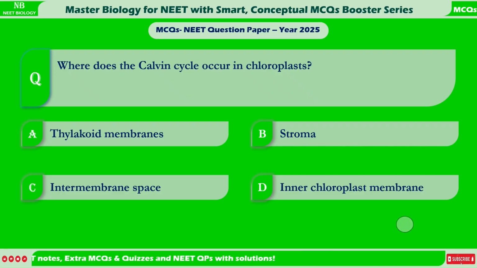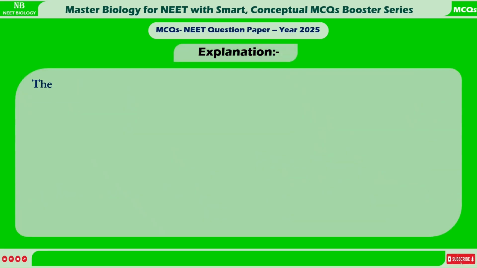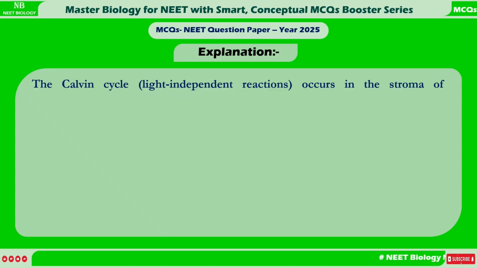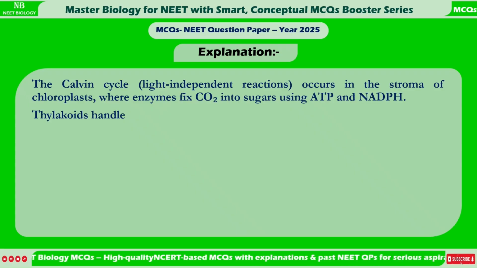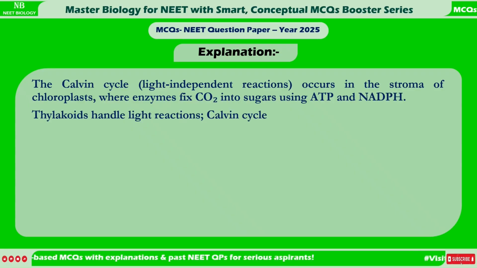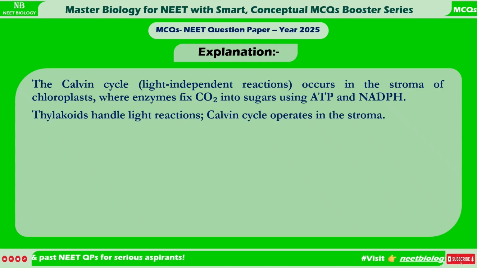Correct answer is B. Stroma. Explanation. The Calvin cycle, light-independent reactions, occurs in the stroma of chloroplasts, where enzymes fix carbon dioxide into sugars using ATP and NADPH. Thylakoids handle light reactions. Calvin cycle operates in the stroma.